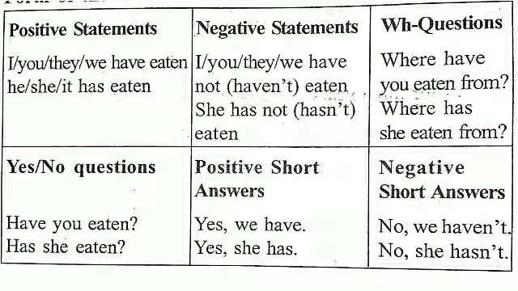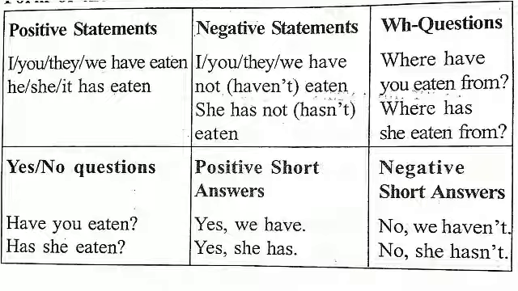See these sentences: positive statements, negative statements, and WH questions as well. I, you, they, we have eaten. Then he, she, it has eaten. I, you, they, we have not or haven't eaten. She has not or hasn't eaten. Then WH question, where have you eaten from? Where has she eaten from? We will discuss WH questions in the coming videos in a detailed way.